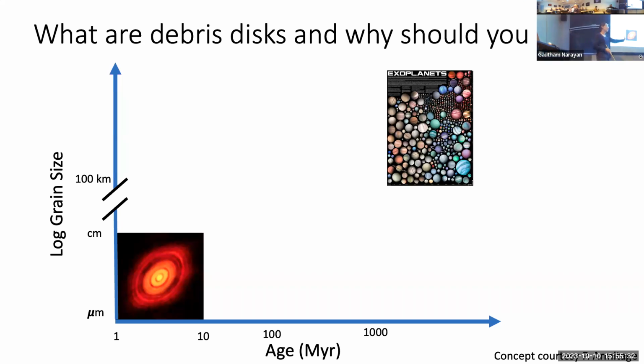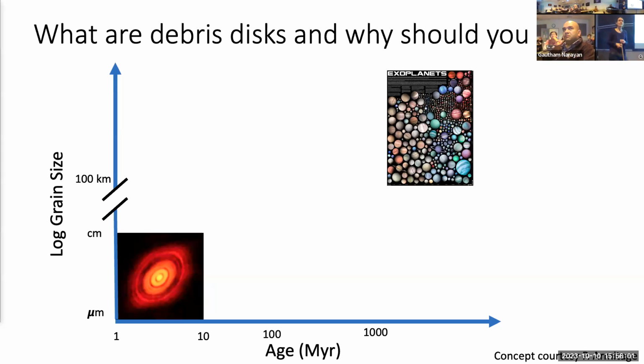So this is a concept that I got from Phil Armitage, and he showed this plot as a way of thinking about it. In terms of age, protoplanetary disks cover the first 10 million years of evolution. Most, but not all, of the planetary systems that we know of are older than 1 billion years, around mature stars. And if you think about grain size, protoplanetary disks take you up to the centimeter regime, and then there's nothing until you get up to 100 kilometers.